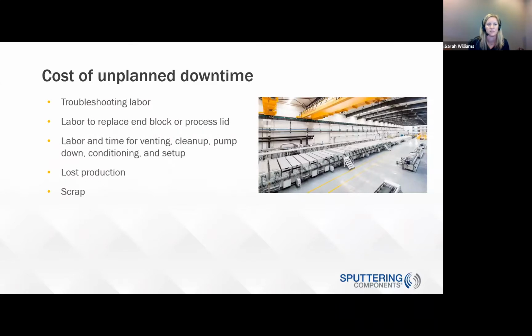So troubleshooting labor to replace the end block or the process lid. You might have to turn the cathodes on or off. As I said, replace the lid. If the replacement's needed, then there's time for venting, cleanup, pump down, conditioning the target, and check the target again. And check the process again. So most likely you'll have losses in production and possibly a coater full of glass that has to be scrapped when the machine was stopped.